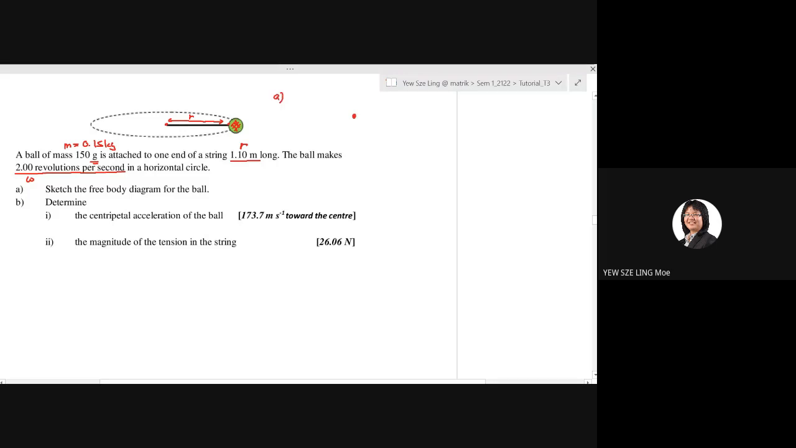Now, the ball is an object. Every object comes with a mass, comes with a weight. So you have a weight that is going downwards. And then it is being attached by a string. Therefore, it has a tension that is going to the left-hand side.